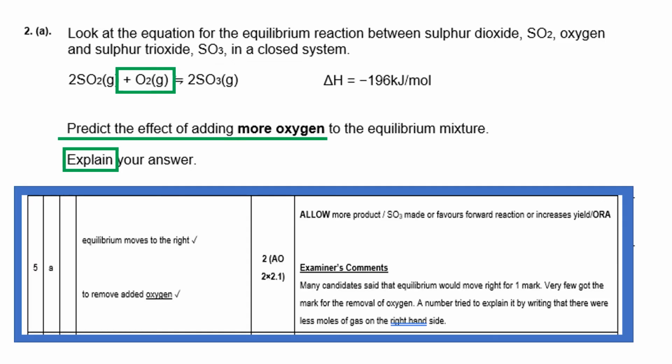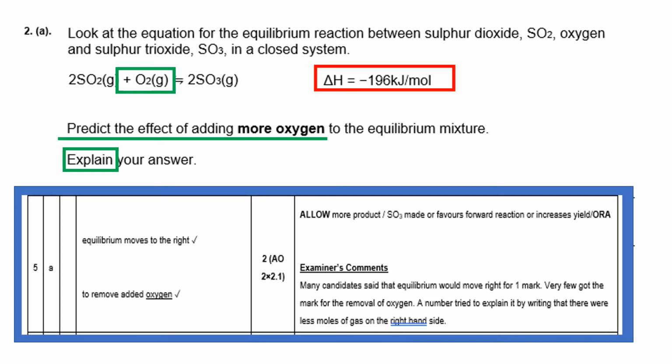What did the exam board say? Equilibrium moves to the right. They've said use Le Chatelier's principle to remove added oxygen. But if you look at the allow here, it said allow more product or more sulfur trioxide is made, or it favours the forward reaction or increases the yield. So you would have got both marks there if you'd have got both of those correct.